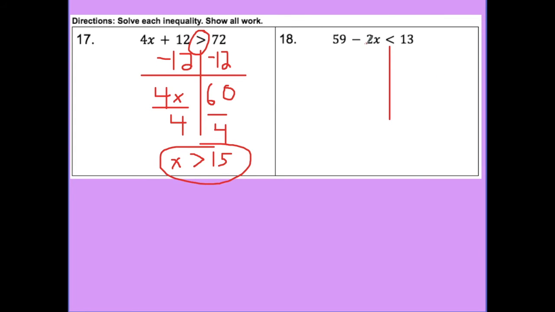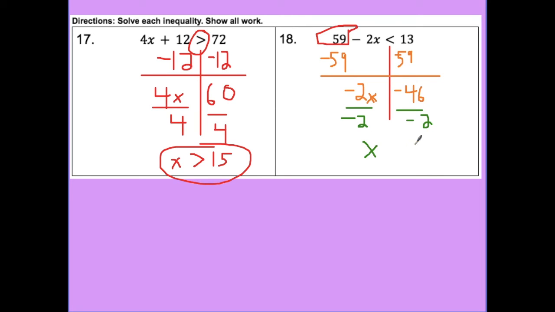Next one, this one's kind of tricky. These are written in reverse. If I look at this 59 closely, this is actually a positive 59. Look to the left of it, there's no negative sign. So to do the opposite, we're going to subtract 59 on both sides. And I'm going to have negative 2x left. That negative sign stays with the 2. 13 minus 59, I get negative 46. And then I'll have to divide. This time we're going to divide by negative 2 because that's negative 2 times x. And I get x, I get 23. Okay, this time though, we divided by a negative, so the inequality sign flips. And now it's greater than.